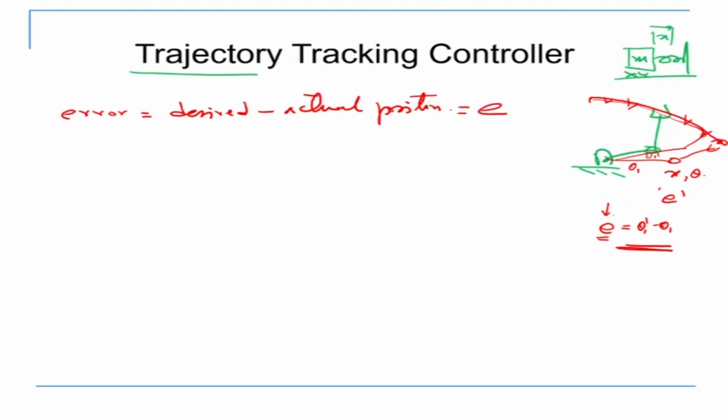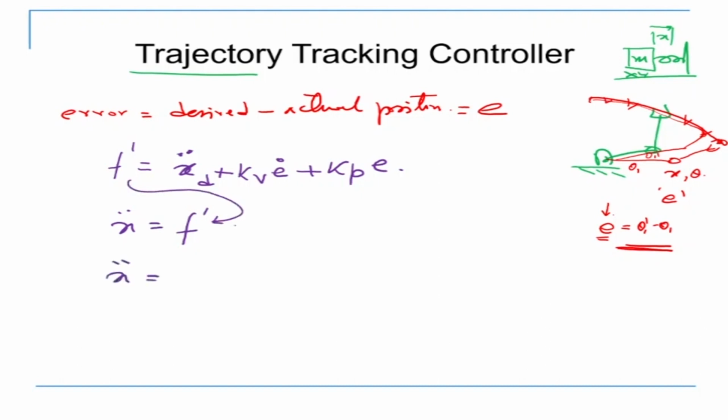Okay. Then what I'm going to do is use the partition control system and operate in the error space. So in the error space, if I write now, then f dash is equal to x double dot desired plus kv into e dot plus kp into e. Now in the partition control system, control for unit mass, if this is my f dash, we saw the unit mass system was like this, right? So this one comes in here. So x double dot becomes equal to x double dot d plus kv into e dot plus kp into e.